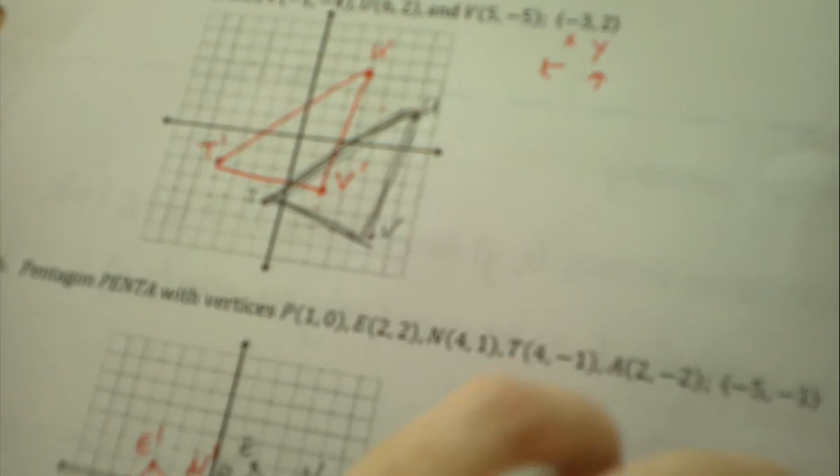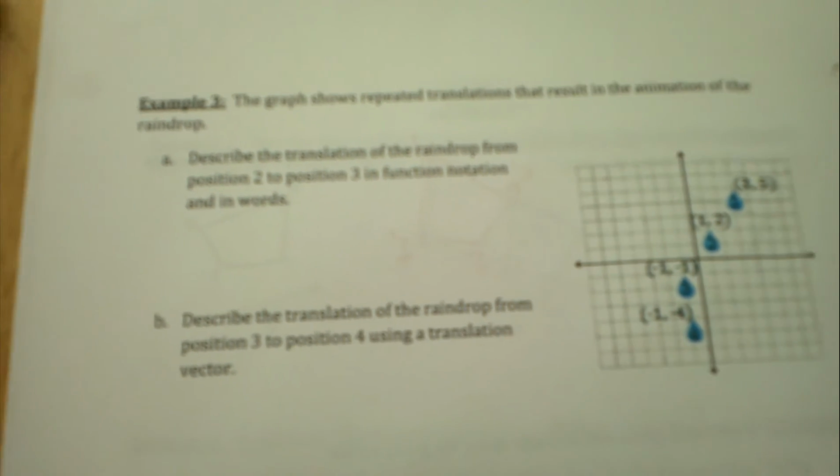Okay, let's turn to the back page. Last example. This is such a short lesson. Example 3, we're talking about raindrops. And this is actually where they use a lot of this graphing, in computer animation, trying to have things move on a coordinate plane.